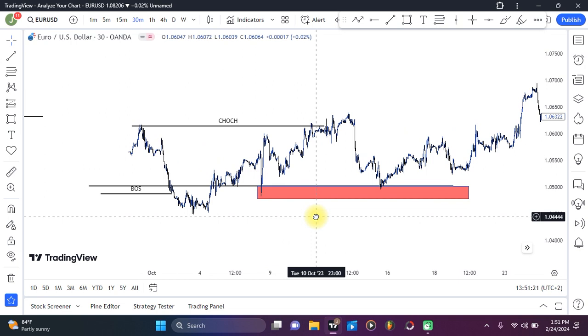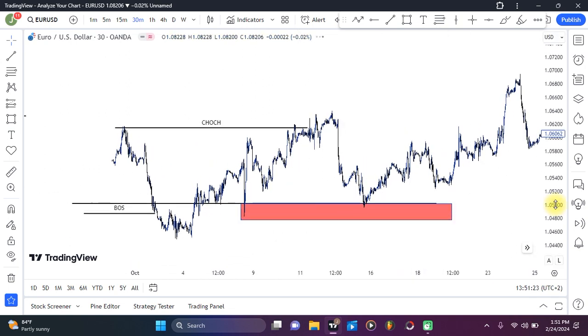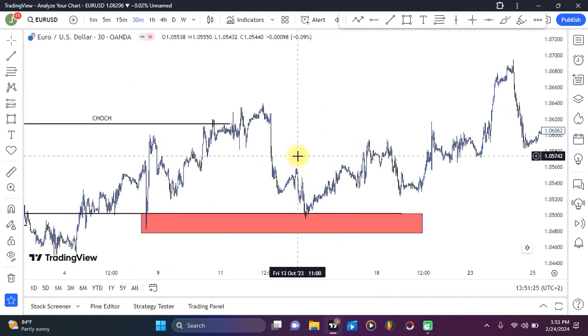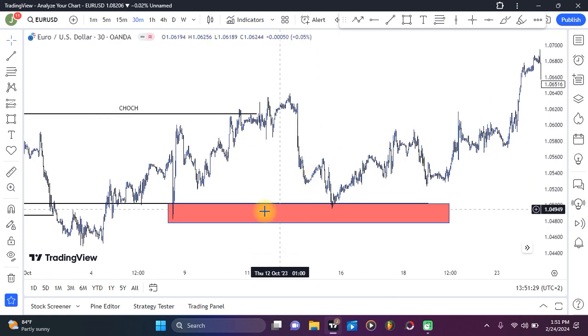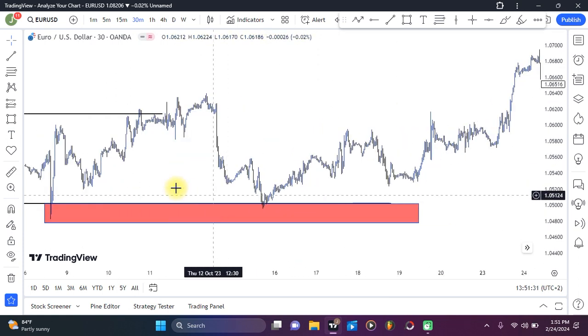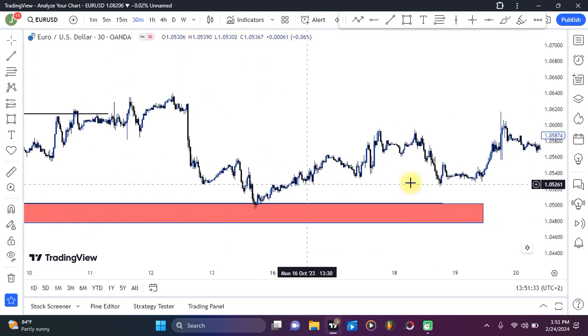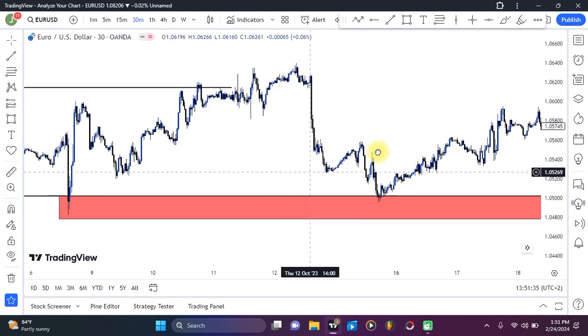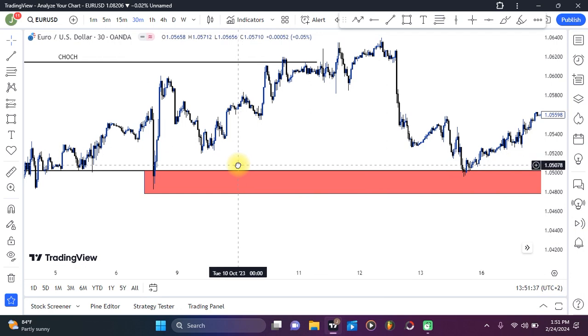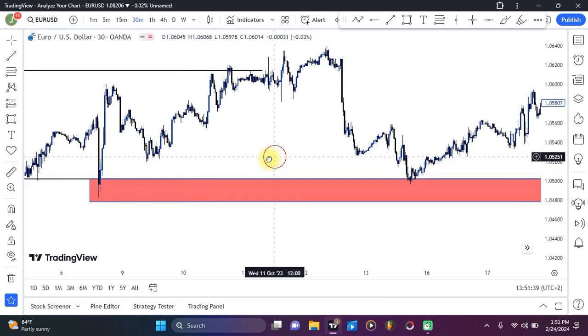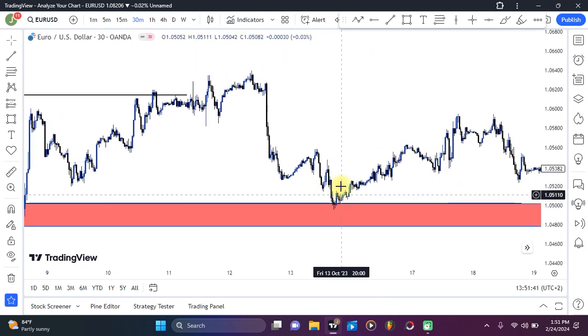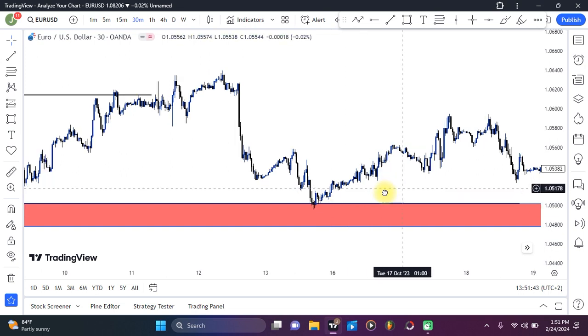Okay, now we are on the 30 minutes time frame, and let's look at the market just before this move to the upside. Let's look at what happened. So the market came into our marked area, into our order block that we have marked there, and then after this the market started reacting from that marked area to the upside.